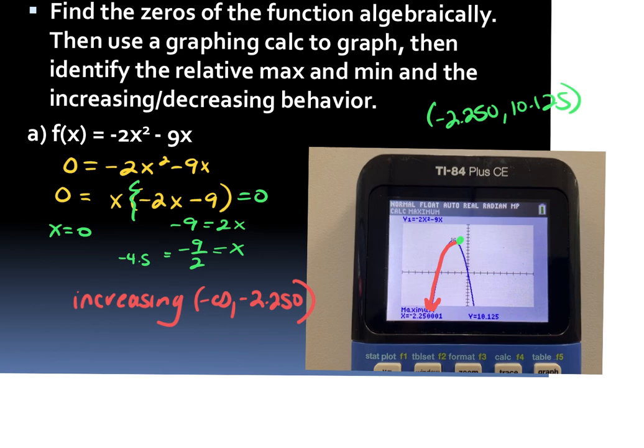And then it changes to be decreasing. So it is decreasing from negative 2.250 to positive infinity.